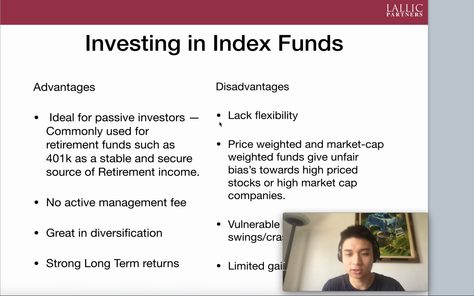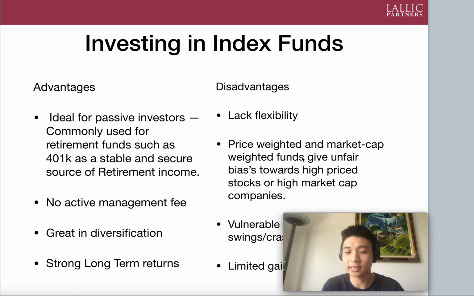And some disadvantages. They lack flexibility, or cause a portfolio to lack flexibility, as each share of an index fund usually costs a lot. For example, the Dow Jones Industrial Average, a list of 30 companies, is now worth around $20,000 a share. So if someone decides to invest in index funds, a lot of that portfolio's cash is likely to go towards the index fund.